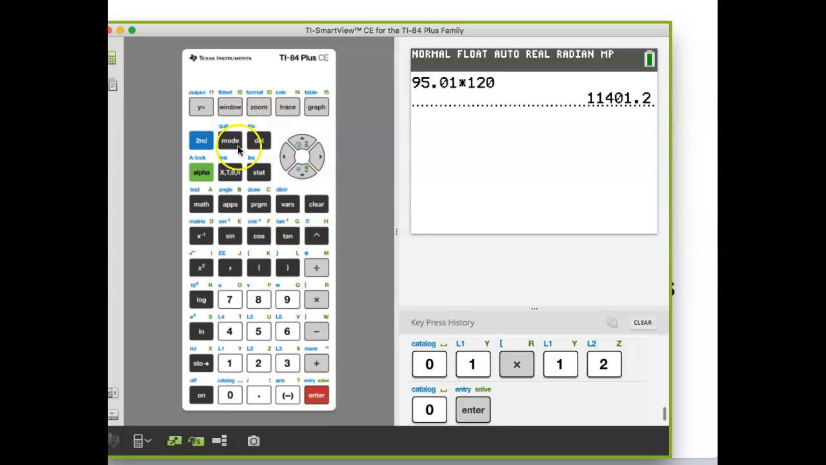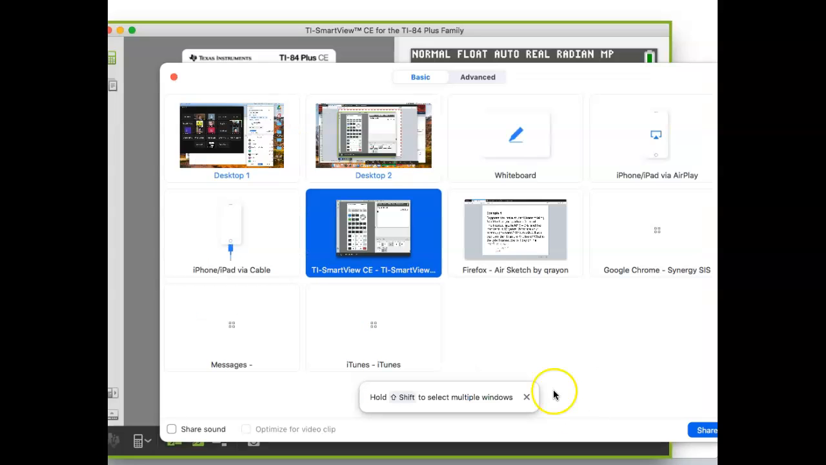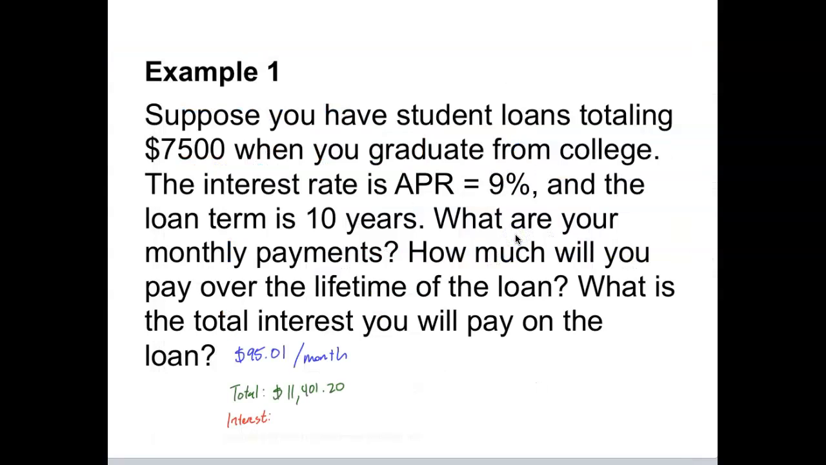Okay. Got that down. Total is $11,401.20. Interest. Well, we can figure out how much total interest we're paying over the life of the loan by looking at what our original principal amount was. It was $7,500. I'll just subtract that from the total I ended up paying over the life of the loan.